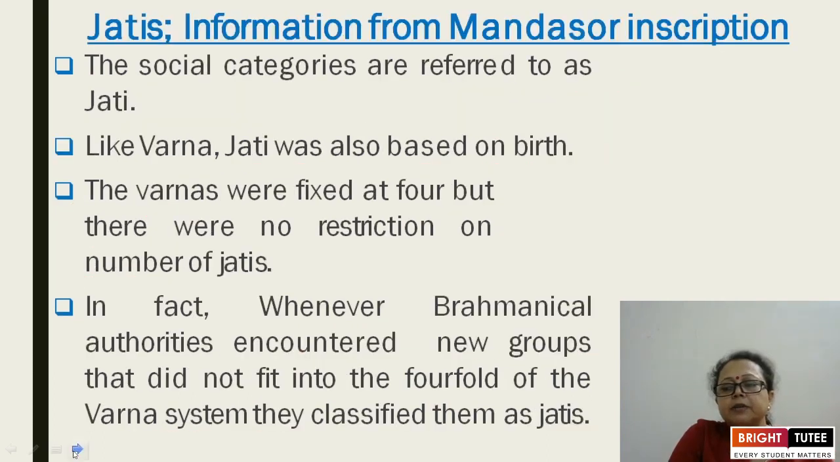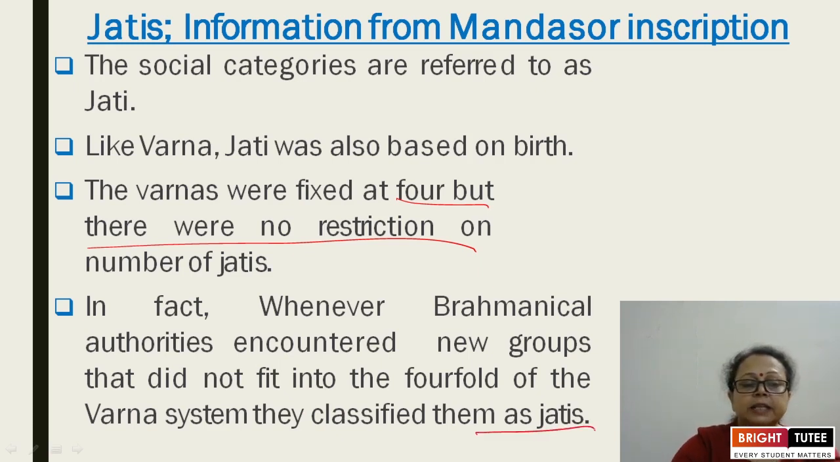Now, Jati's information from the Mandsaur inscription. The social categories are referred to as Jati. Like Varna, Jati was also based on birth. Varnas were fixed at four, but there was no restriction on the number of Jatis. In fact, whenever Brahmanical authorities encountered new groups that did not fit into the fourfold Varna system, they classified them as Jatis.